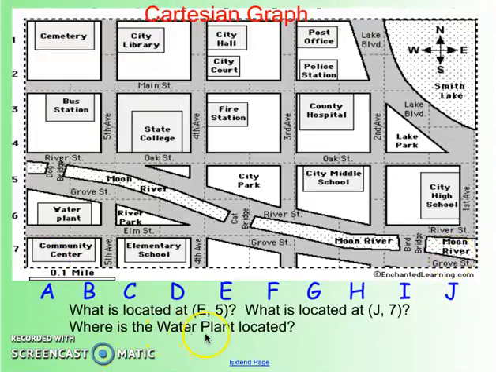And then it says, where is the water plant located? Well, here's the water plant. If I go over to A, and I go up to 6, I hit the water plant, and then I also hit it at B6. So I would say A6 and B6 for that one, because they kind of share that location.